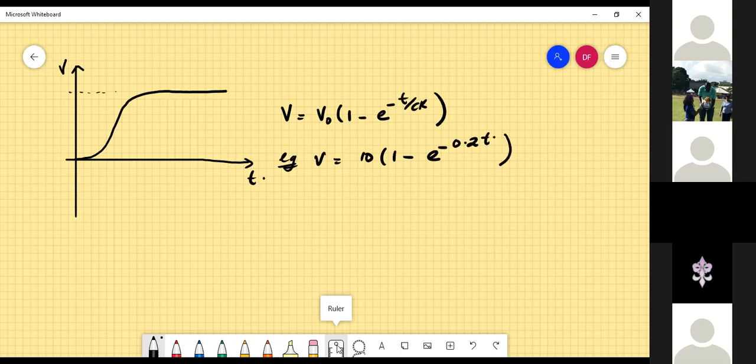Okay, so let us take the typical response, this is a typical first order response. Let us say that our output is our voltage, and the typical first order response for voltage or all those type of things is V naught times 1 minus e to the minus t over CR. Now, what will be the final value?